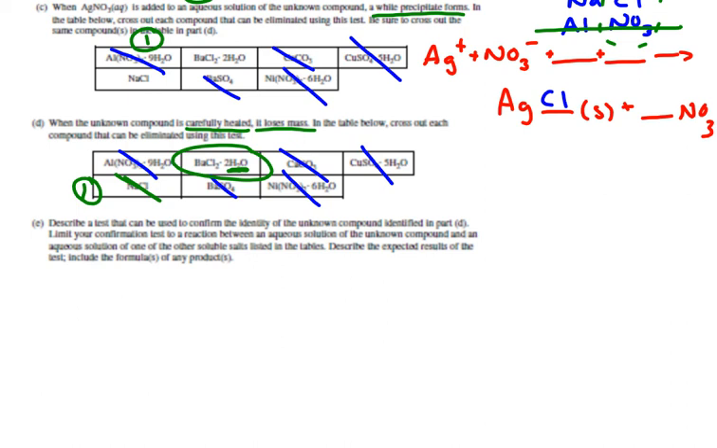We're trying to find the identity. Limit your confirmation test to a reaction between an aqueous solution of the unknown and an aqueous solution of one of the other soluble salts in the table above. Describe the expected results of the test. Describe the formula of any products. So this is the important part right here that I think a lot of students would lose sight of.